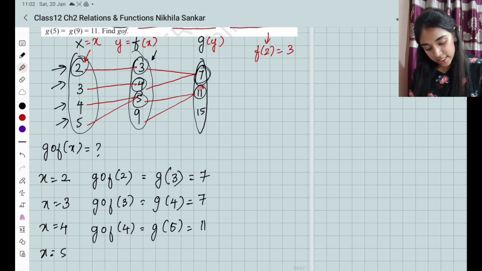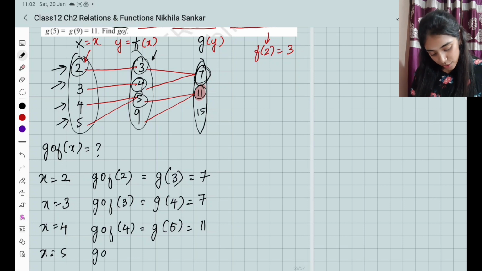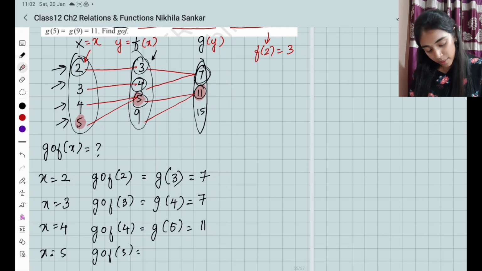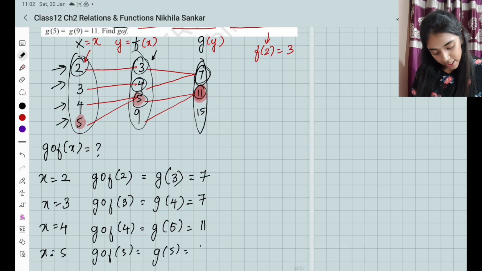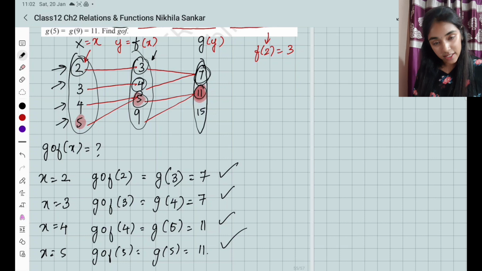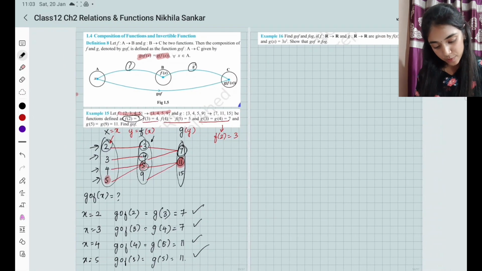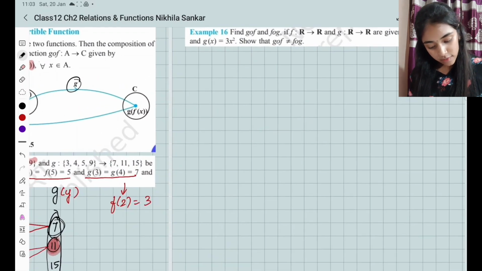Understood? Do you see the question? Here it is mapped to 11. Then again x is equal to 5, it is going to be g of f of 5. You see here 5 is mapped to number 5 and 5 is again mapped to number 11. So you have g of 5 which is going to be 11. So what are your g of f values? 7, 7, 11, 11. Understood? So these are the values. Please copy. So let's solve another question.